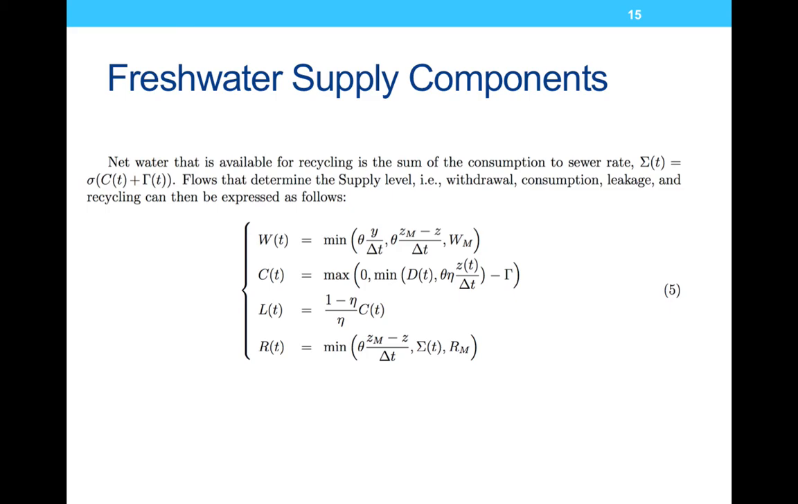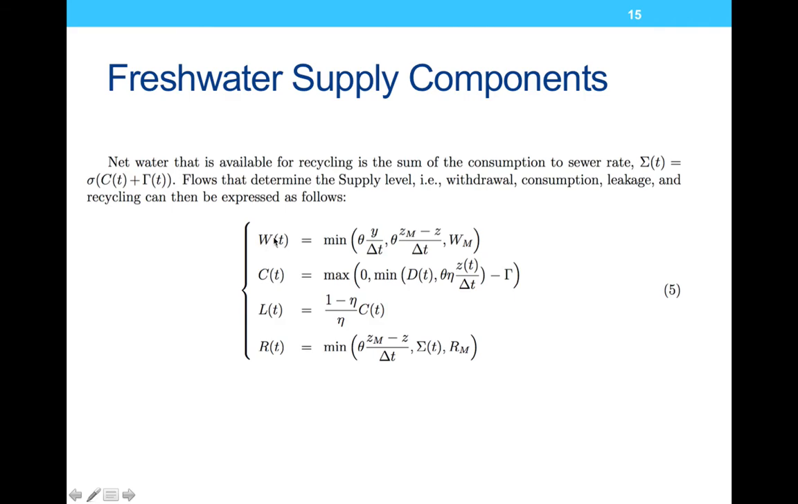Now let's talk about the supply components, and we saw that supply is driven by withdrawal, by consumption, by leakage, and by recycling. So let's take a look at those four components one by one. If you follow the logic, you'll understand what's going on here, and I'll try to explain this as carefully as possible.